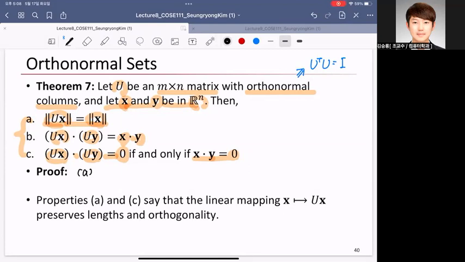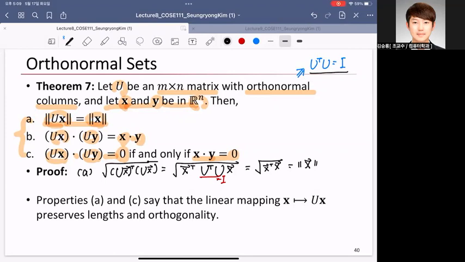So first of all, the length of UX is going to be the square root of (UX) transpose UX, right? From the definition of the transpose of the matrix, it's going to be X transpose U transpose U X. Because the matrix U is also orthonormal, U transpose U is equal to I. Then this is going to be the square root of X transpose X, which is the length of X. It's very simple, right?